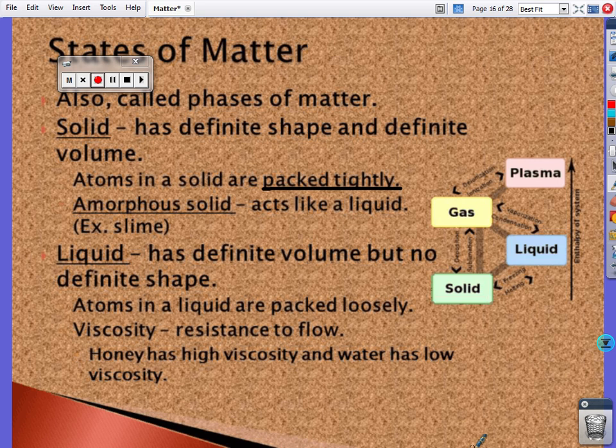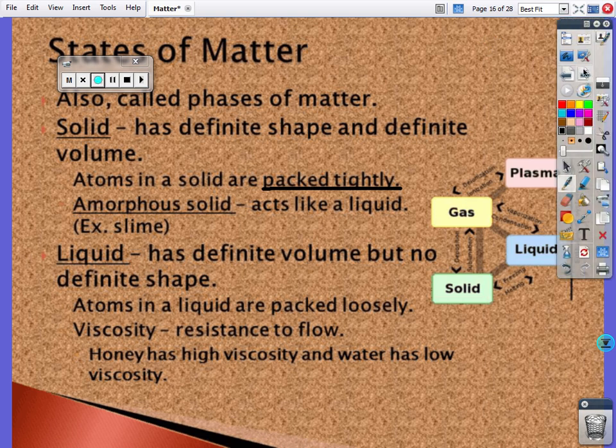A liquid has a definite volume. I can measure out 10 milliliters of a liquid, but it doesn't have a shape. It takes on the shape of whatever container it's in. The atoms are loosely packed, so now you can put your hand through the liquid. Viscosity is just a vocabulary word that means resistance to flow. In other words, it doesn't want to flow. So honey is very viscous. It doesn't want to flow. And water is not. It has a low viscosity because it flows easily. Make sure you're writing down in some form all of these vocabulary words and what they mean.